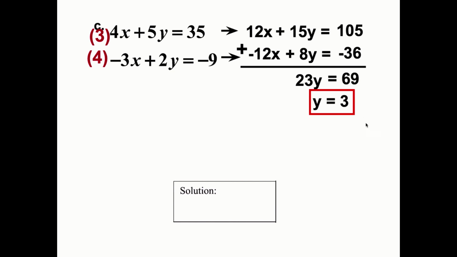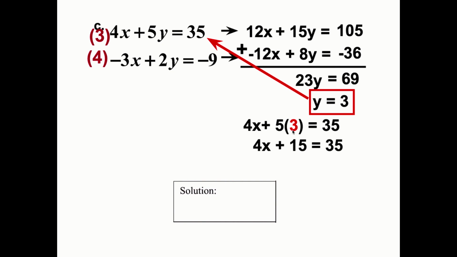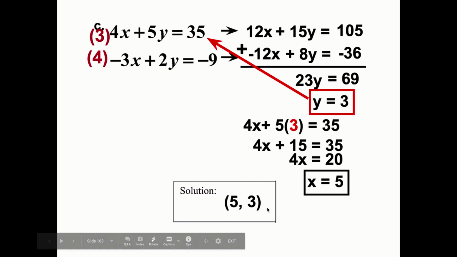Divide both sides by 23, y equals 3. Notice I'm not done. I still have to plug it in to solve for x. So I'm going to plug it into the top one because there's no negatives, like the bottom one does. So that gives me 4 times, I don't know, x, plus 5 times y, which is 3, equals 35. 5 times 3 is 15. To get x by itself, minus the 15 over, and then divide by 4. So my answer, x comma y, is 5, 3. Just kidding.